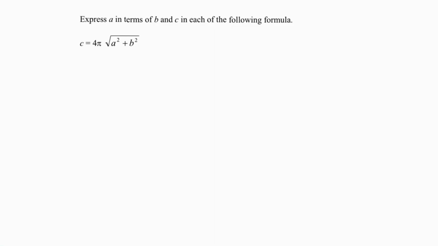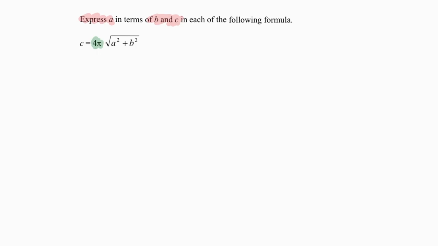Hello everyone, welcome to this video where we are required to express the A in terms of B and C. This means that we are trying to make A the subject. So at first glance, I saw that there is this 4 pi times the square root of A square plus B square.